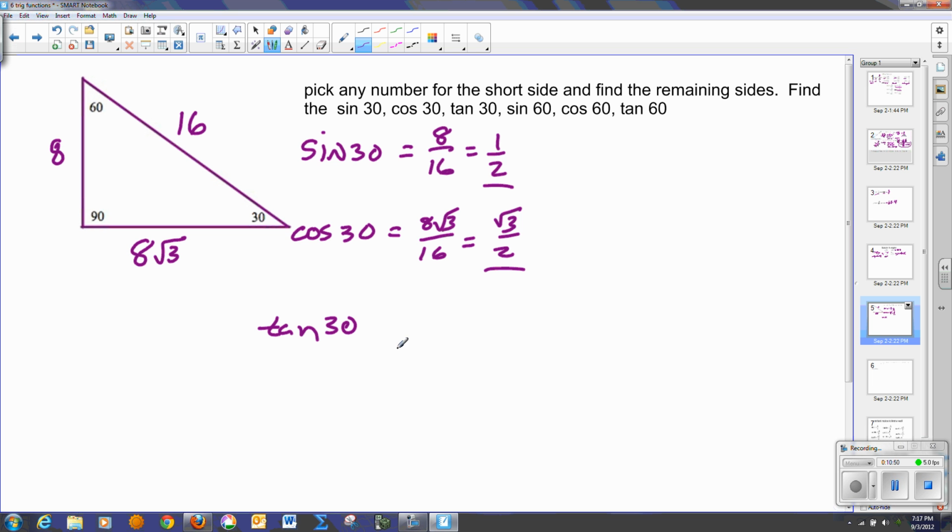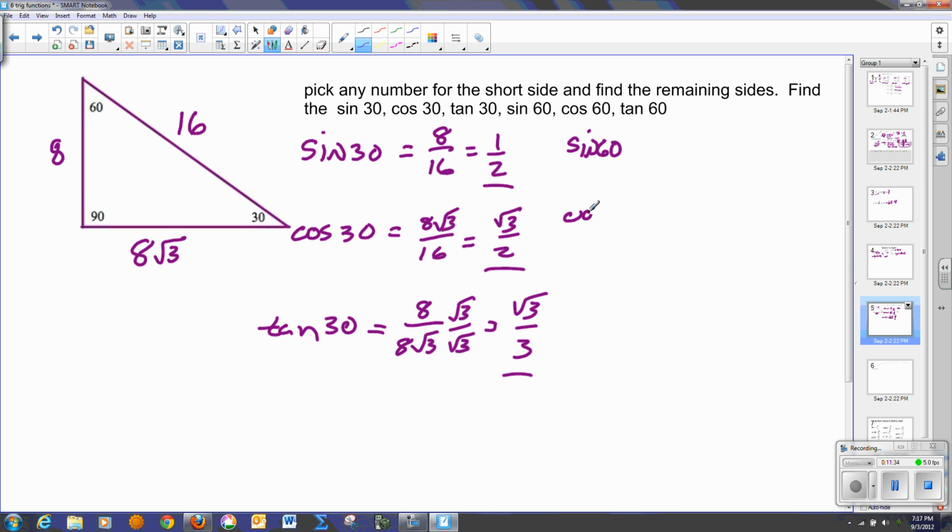And once again, my bet is you got that as well, no matter what side you picked for the short side. Tangent is equal to the opposite, which is 8, over the adjacent, which is 8 root 3. Can't have a radical in the denominator, so I'm going to rationalize by root 3 over root 3. Notice my 8s will go, and I'm left with root 3 over 3. And I'd bet money that you got those same values regardless of what side you picked over here. That's pretty significant.